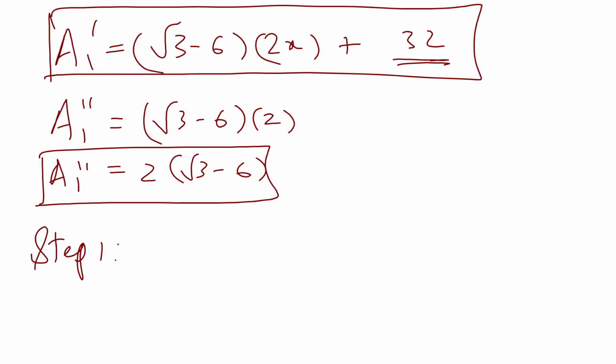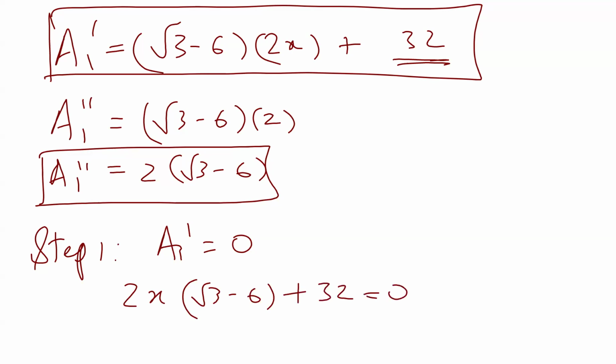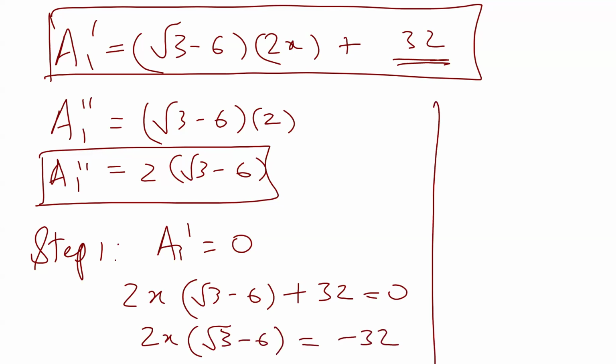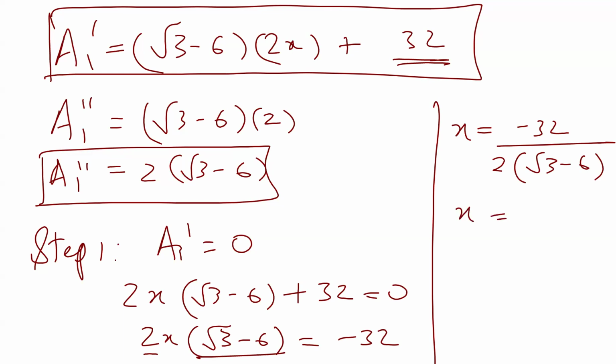Step 1: a1 dash is equal to 0. A1 dash is equal to 0. So 2x root 3 minus 6 plus 32 is equal to 0. 2x root 3 minus 6 is equal to minus 32. So x is equal to minus 32 upon 2 into root 3 minus 6. I've cross multiplied 2 and root 3 minus 6. So x is equal to minus 16 upon root 3 minus 6.